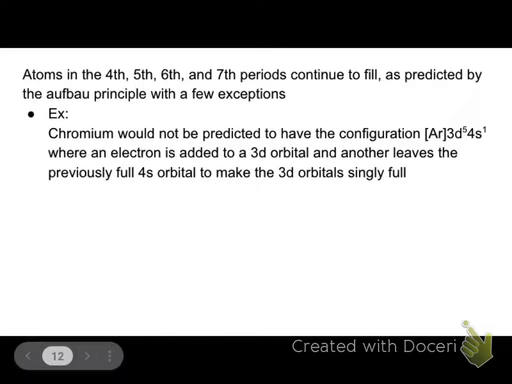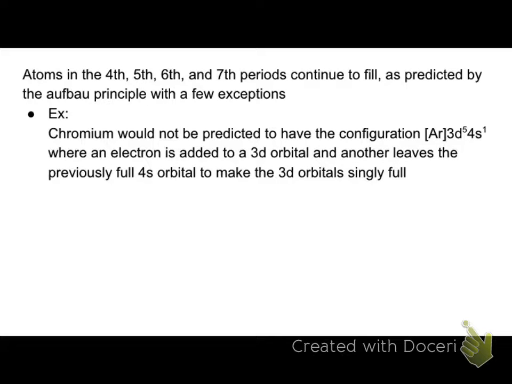Now, atoms in the 4th and 5th and 6th and 7th periods are going to continue to fill, mostly as you would predict using the Aufbau principle. There are a few exceptions. So, for example, chromium would not be predicted to have the configuration that it does. The configuration that chromium has is 3d5 4s1. So you'll notice that what's happened is not only have we added another electron to the 3d level, but we've borrowed one from the 4s level, which should be full. Because if you remember, the 4s level is slightly lower energy than the 3d level. So it's weird, and it's not how we would predict it.